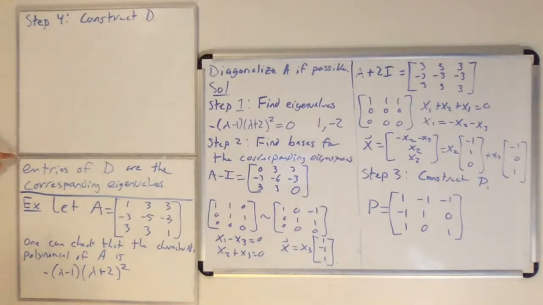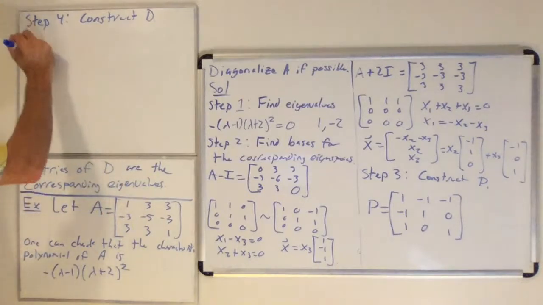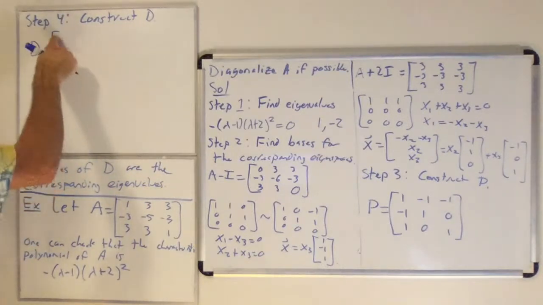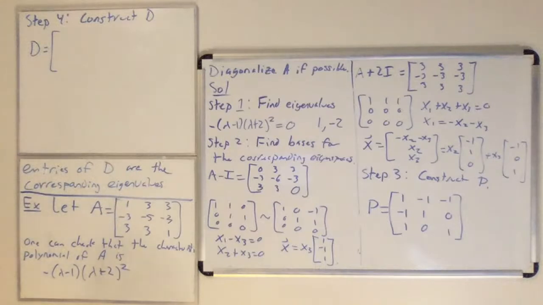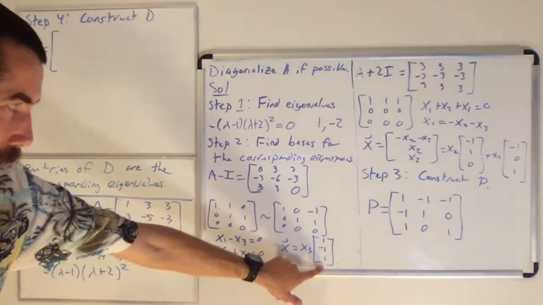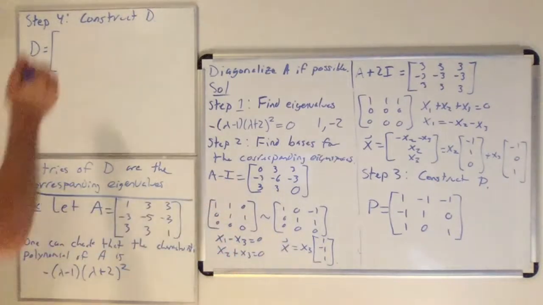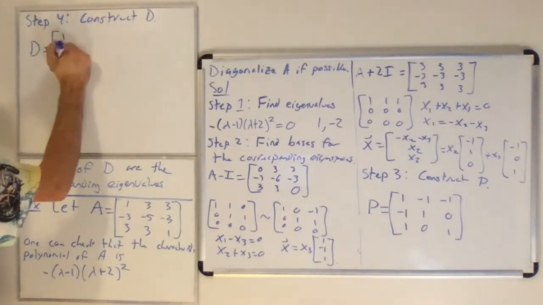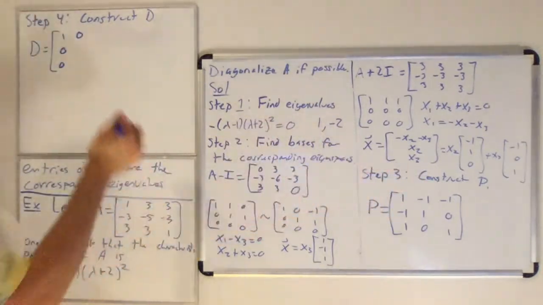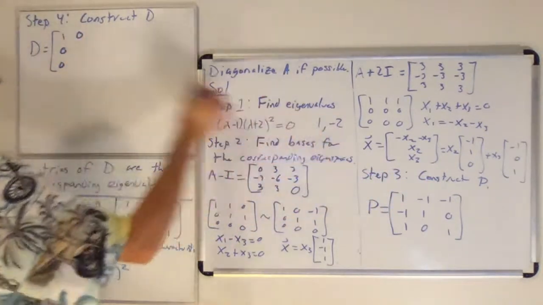Okay, and I erased part of it, but luckily we saved the part about D. The entries of D are the corresponding eigenvalues. So D is a diagonal matrix, so all the non-diagonal entries are 0. But the eigenvalue corresponding to this eigenvector was lambda equals 1, and the eigenvalues corresponding to the other 2 eigenvectors were negative 2.